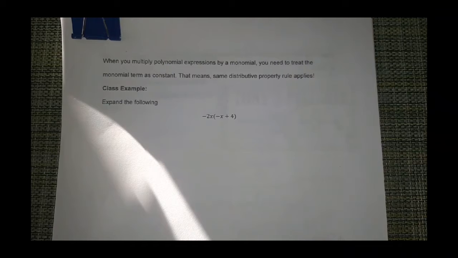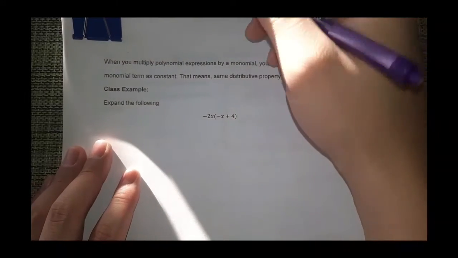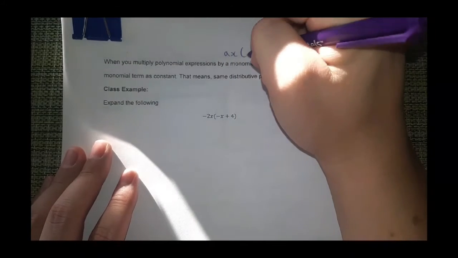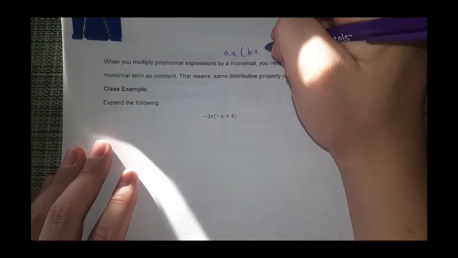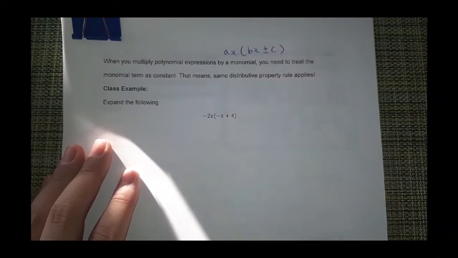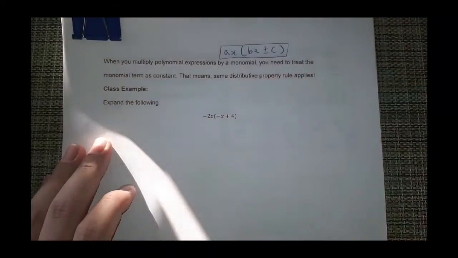Welcome back to Math 9. Today we are going to learn about the algebraic method of multiplication of a monomial by a polynomial. The type, if you guys remember, is ax plus or minus bx plus or minus c type. Today we may do more, but technically this is our main goal.